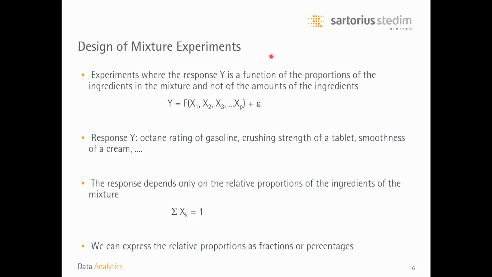Then on the next slide, we look at the other main type of application of DOE, which involves so-called mixture factors or formulation factors. Then we have DOE protocols that contain experiments where the response Y is a function of the proportion of the ingredients in the mixture and not the amount or the levels of the ingredients. So when you change the proportion of one ingredient in the mixture, you cannot freely change the proportions of any other ingredient in the mixture.